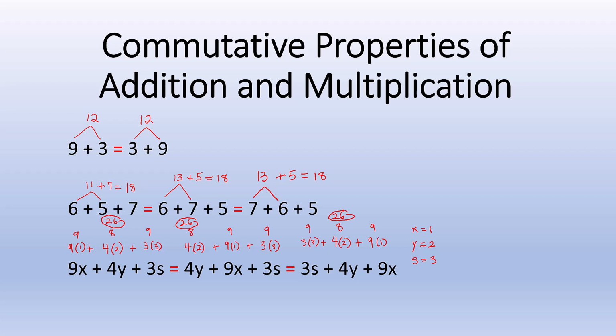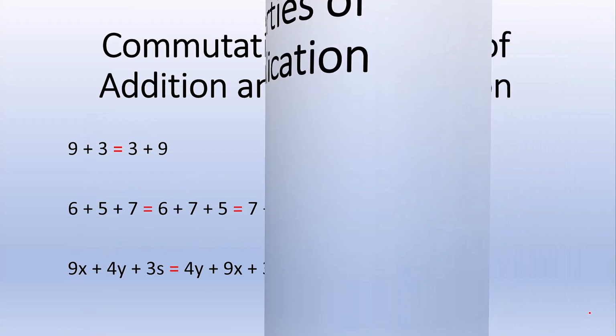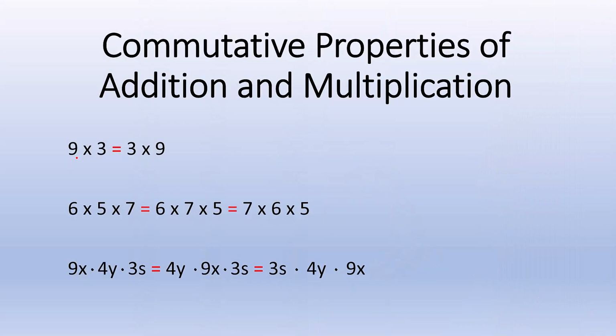Now let's look at multiplication. In the first example, we have 9 times 3. And in the second part, we have 3 times 9. So if you know your timetables, you know that 9 times 3 will give me 27. But 3 times 9 also gives me 27. So I get the same exact answer.